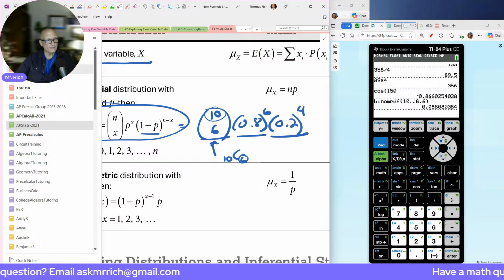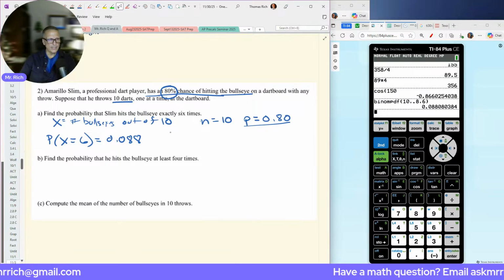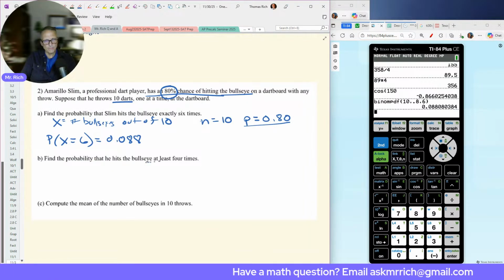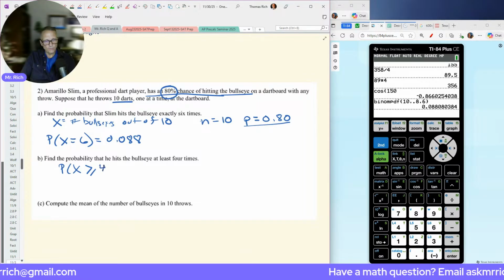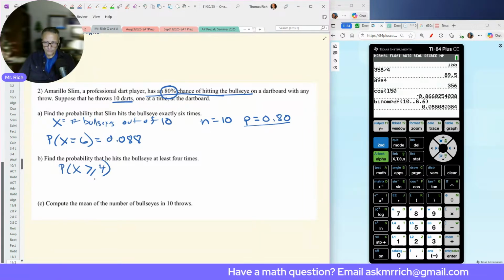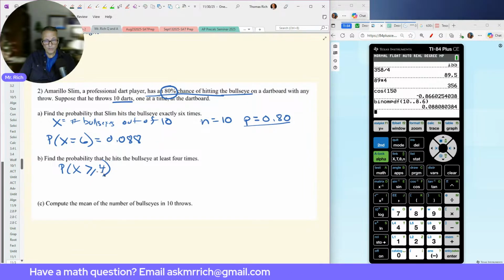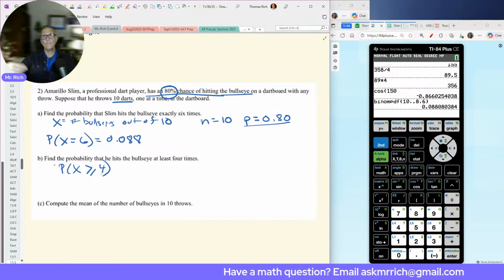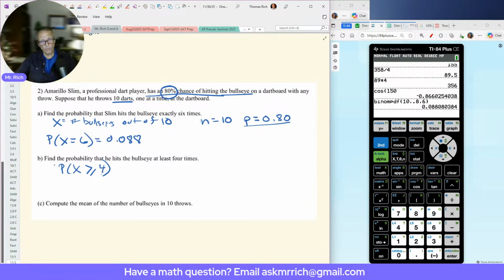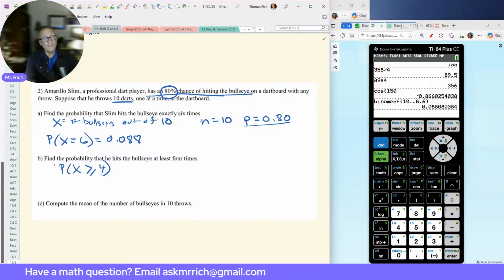So let's go back and look at the next one. It says, find the probability that he hits the bullseye at least 4 times. So that would be the probability that he gets greater than or equal to 4 successes. Now, what we're going to do here is we have to calculate the probability. If we were to calculate this, we'd have to find the probability that he hit 4 bullseyes, add to that the probability that he hit 5, plus the probability that he hit 6, all the way up to the probability of him hitting 10. And we'd have to add them all together.